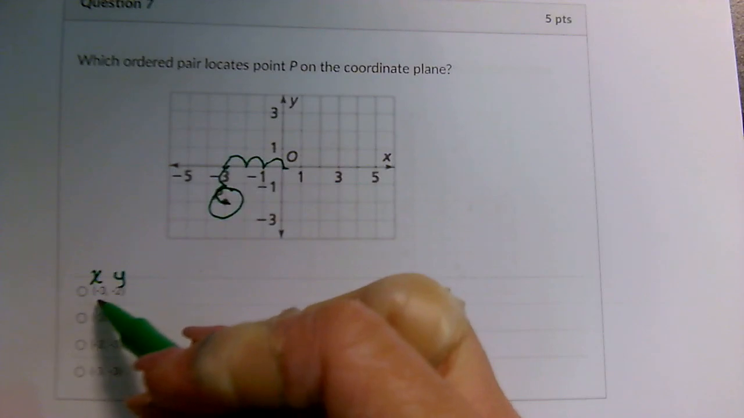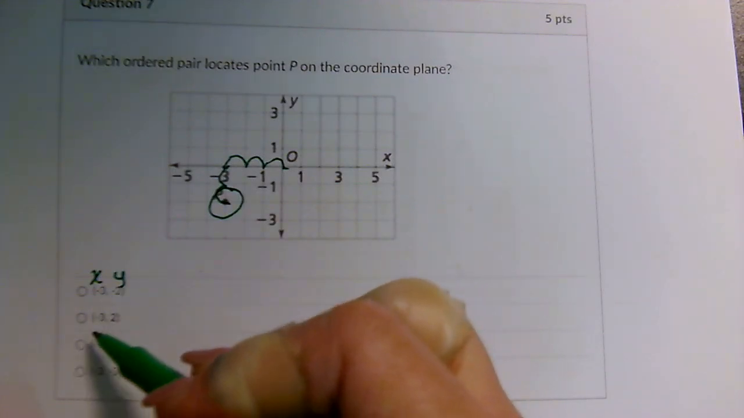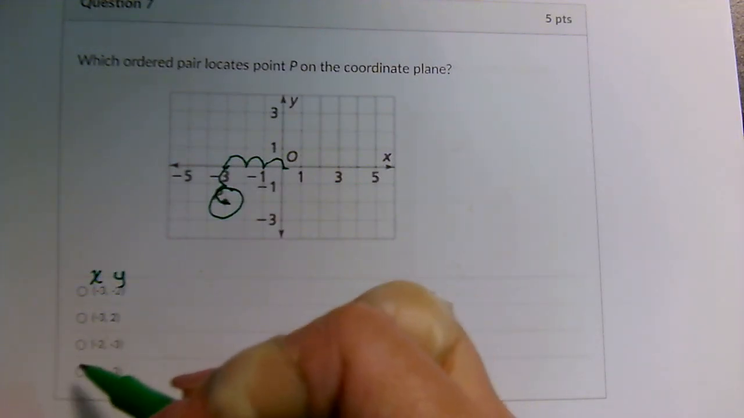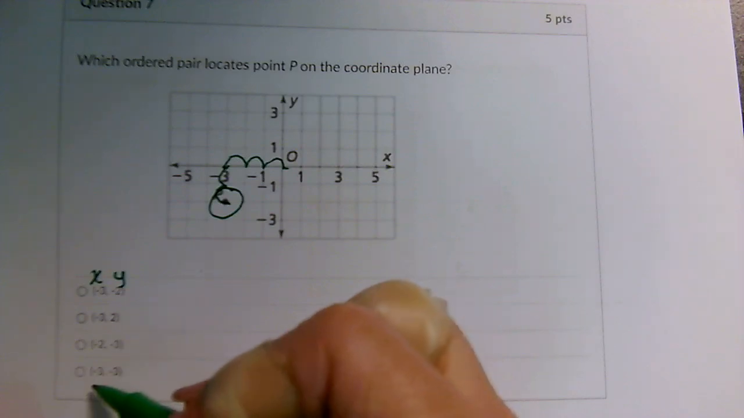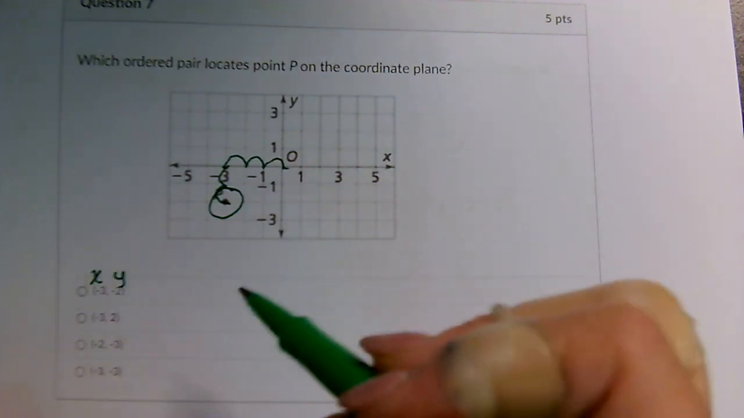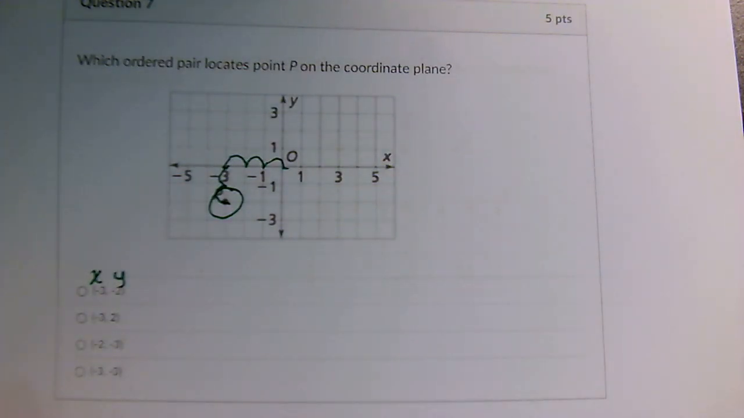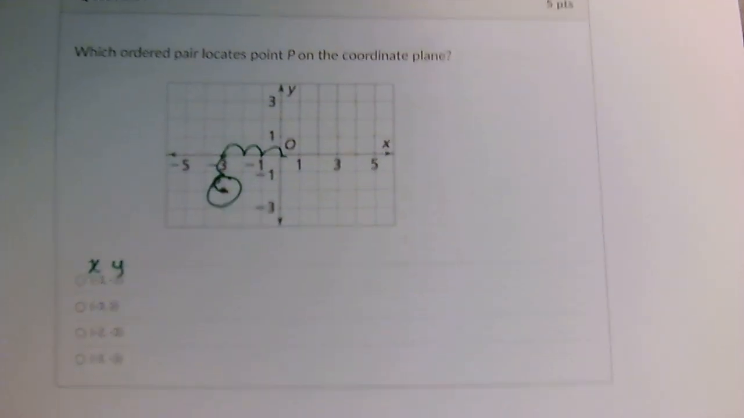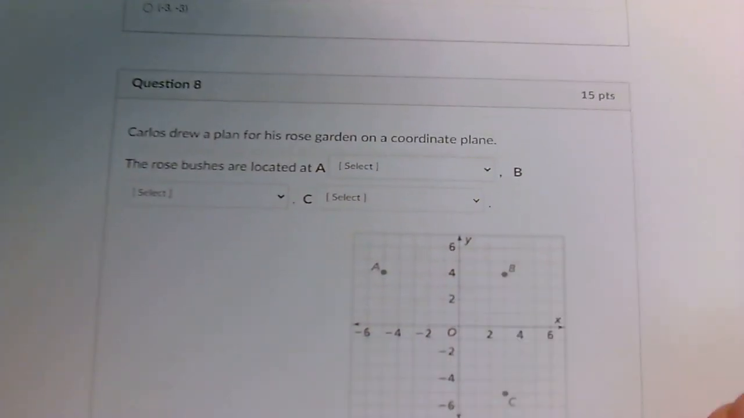So the choices are either (-3, -2), (-3, +2), (-2, -3), and (-3, -3). Do not forget, out of these choices, that they may be scrambled on your test question. So the order could be different than what I read them to you. Moving on to question 8.